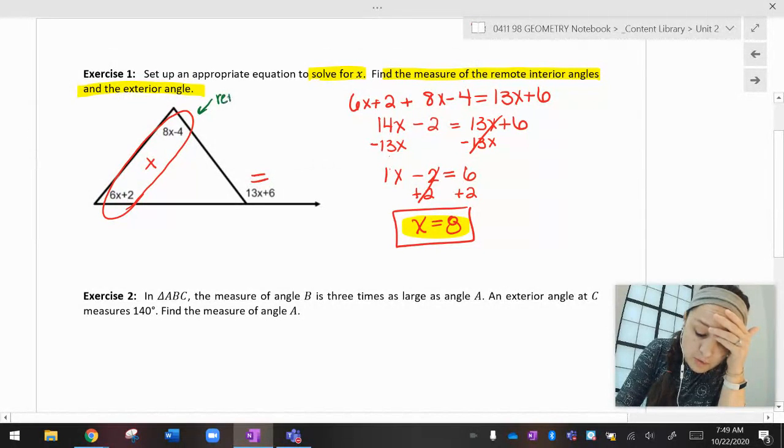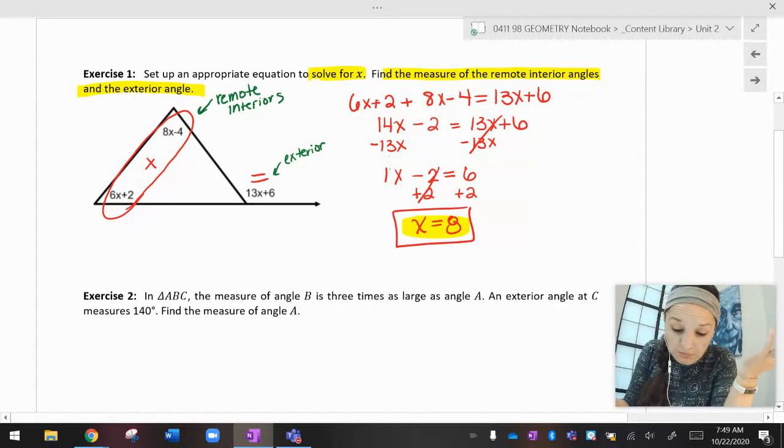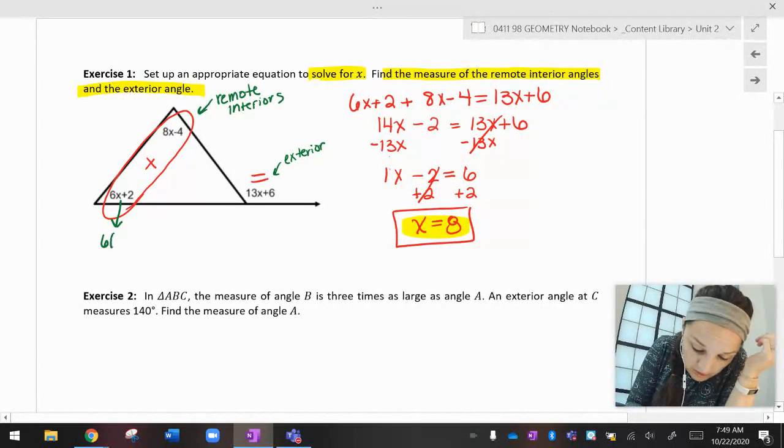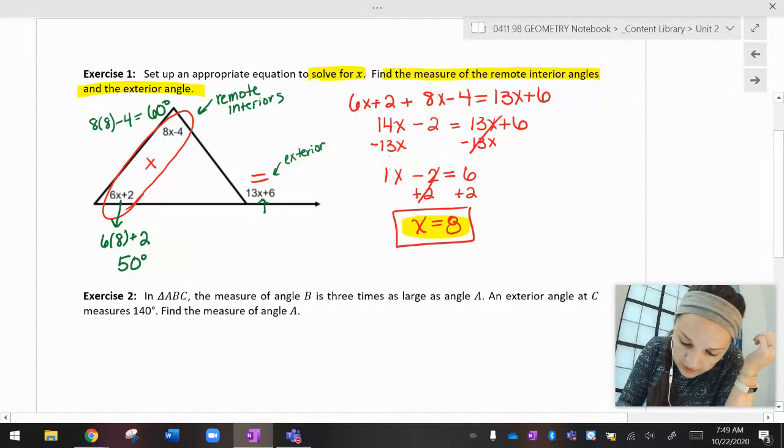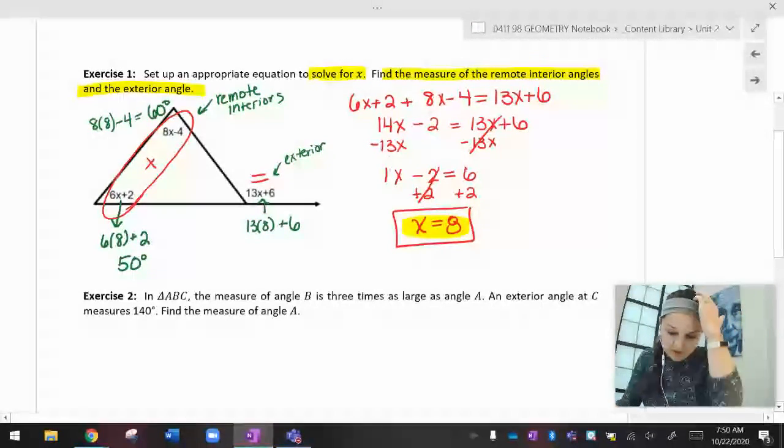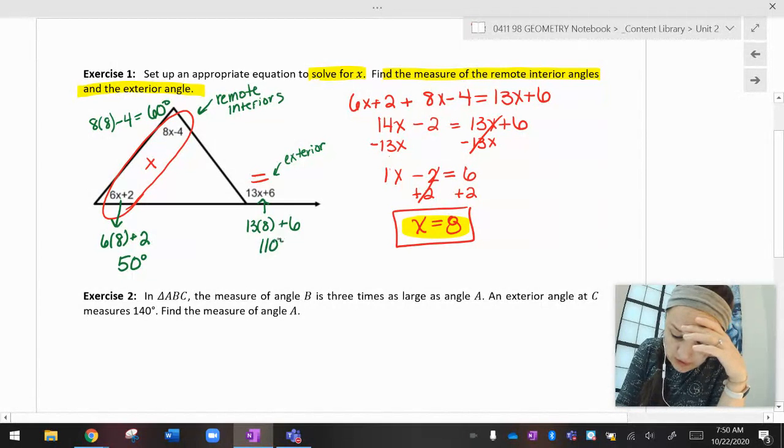These, by the way, just as a reminder, I said it once, but very quickly. These are the remote interiors. This is the exterior. And if I want to find their measures, I just have to plug in 8. So I'm going to plug in 8 here. 6 times 8 plus 2. That's going to be 50. And then over here, 8 times 8 minus 4. That's going to be 60. And I'll plug in 8 here. 13 times 8 plus 6. Well, 13 times 8 is 104. Plus 6 is 110.